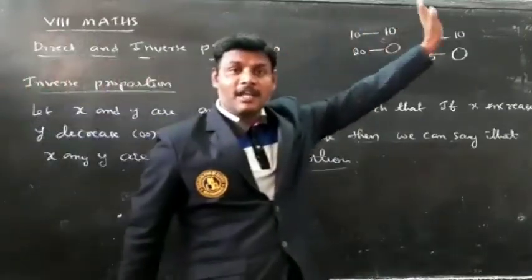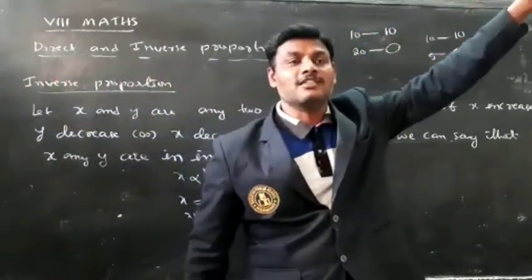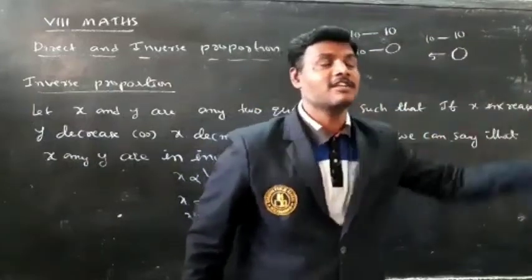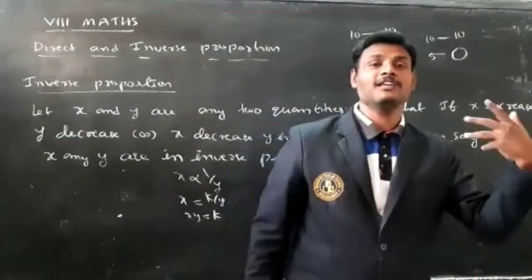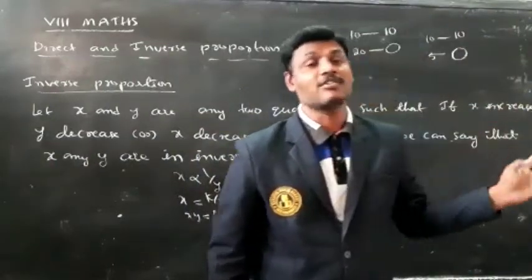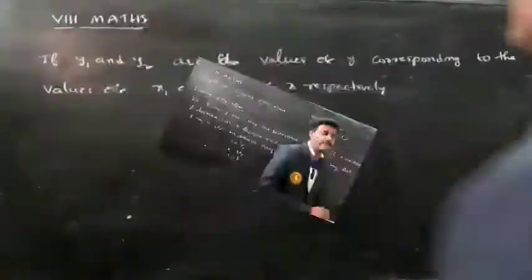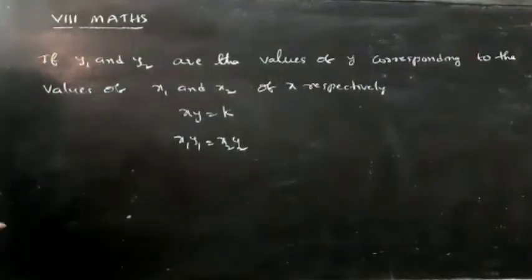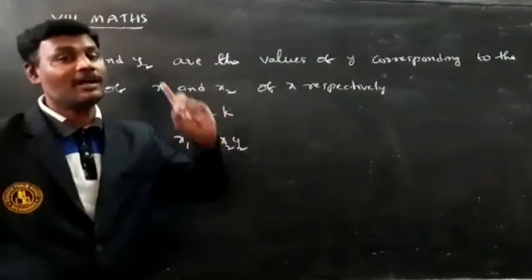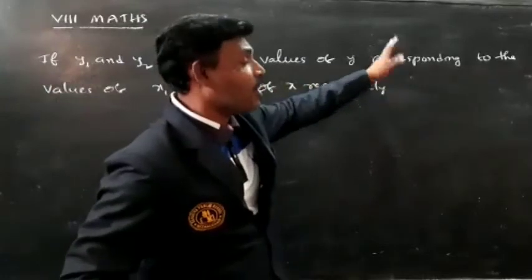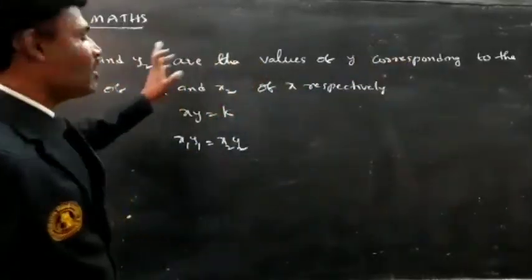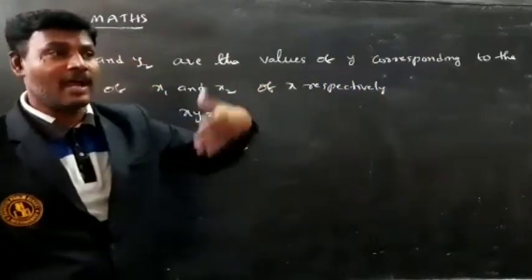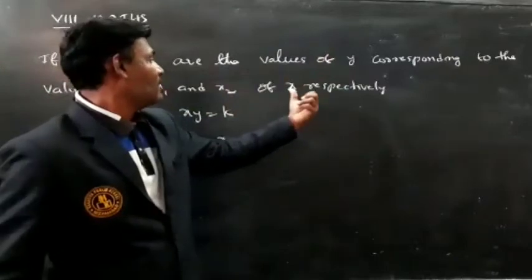In direct proportion, if X increases, Y also increases. If X decreases, Y also decreases. But in inverse proportion, it is reverse. If X increases, Y decreases. If Y decreases, X increases. So this type of relation is called inverse proportion. If y1 and y2 are the values of Y corresponding to the values x1 and x2 of X, it means here we have two quantities, x1, x2 and y1, y2.